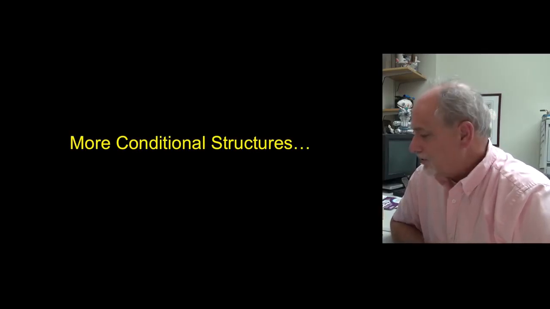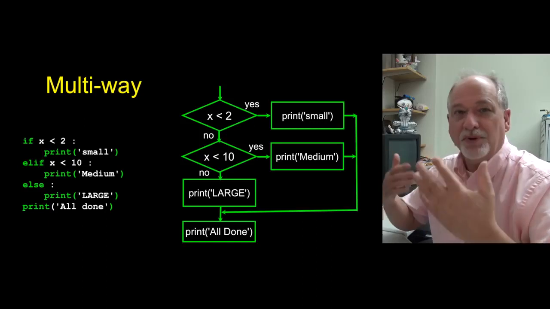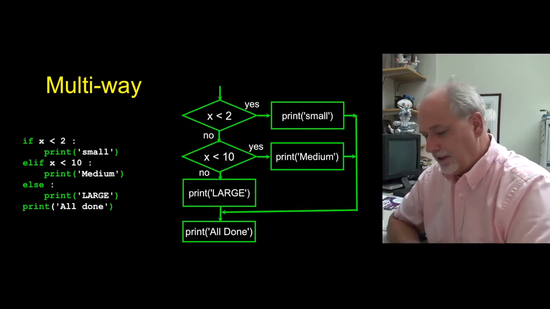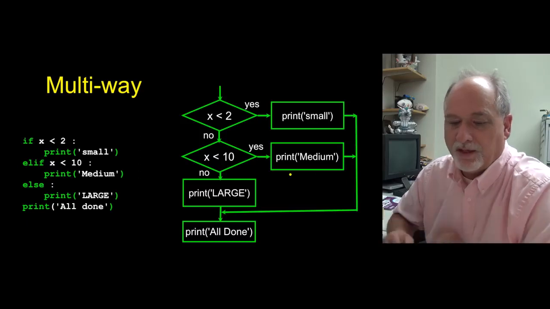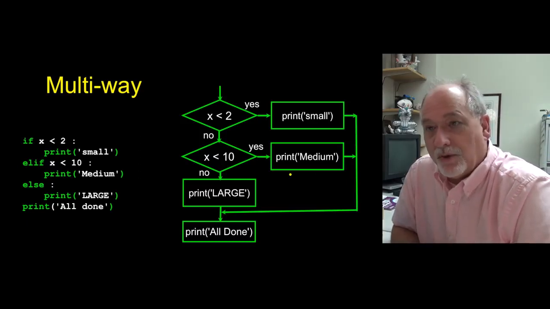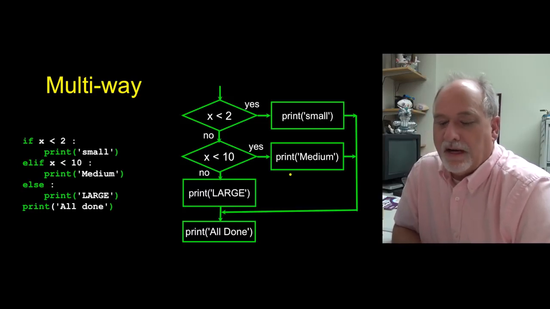So welcome back. Let's talk a little bit more about some more complex conditional statements that build on this concept of if and if-then-else. The first thing we're going to look at is the multi-way branch. The idea is it's kind of like the if-then-else where you pick one of two, but now we can pick one of three or one of four or one of five.